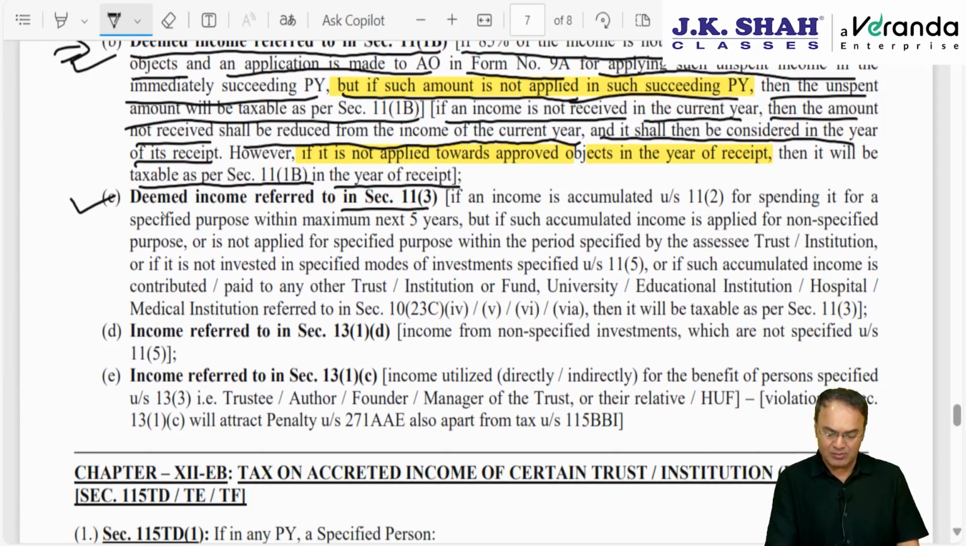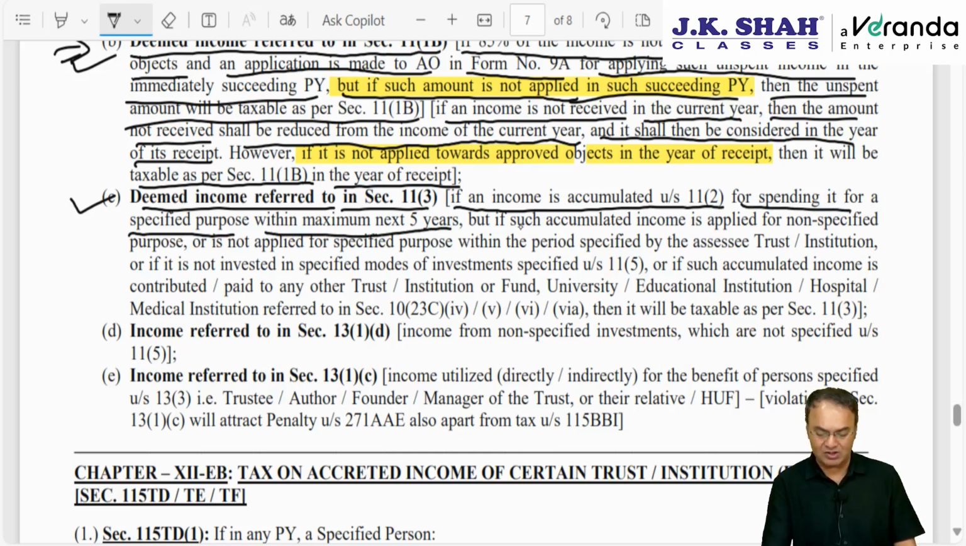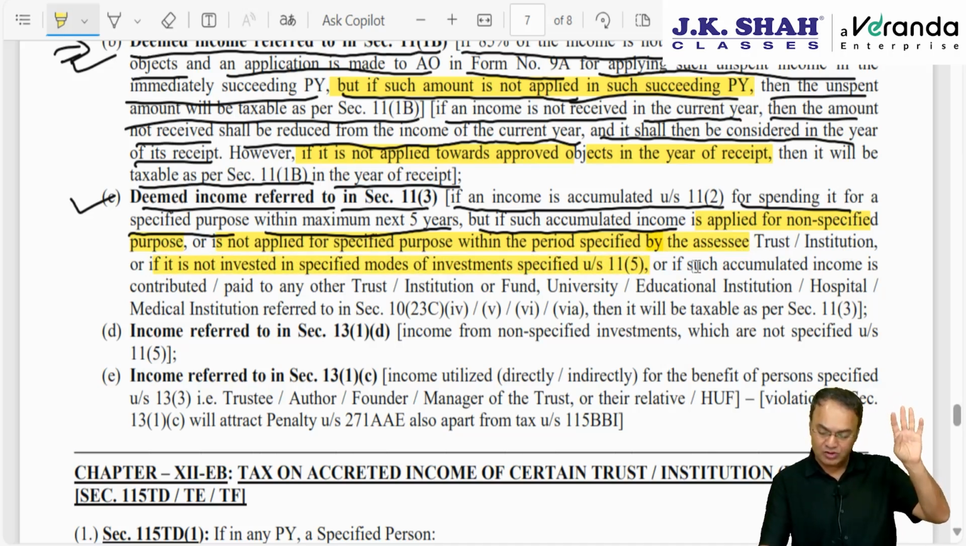So, deemed income under 11(3). This is also titled as deemed income. Four possibilities: if an income is accumulated under 11(2) for spending it in the future for a specified purpose within a maximum of 5 years, but if such accumulated income is number 1, applied for a non-specified purpose, or number 2, not applied for the specified purpose within the time period specified by the assessee trust, or number 3, not invested in the specified modes of investment specified under 11(5), that is a third violation. And fourth, if such accumulated income is contributed or paid to another trust or institution or fund, university, etc., then it will be taxable under 11(3).